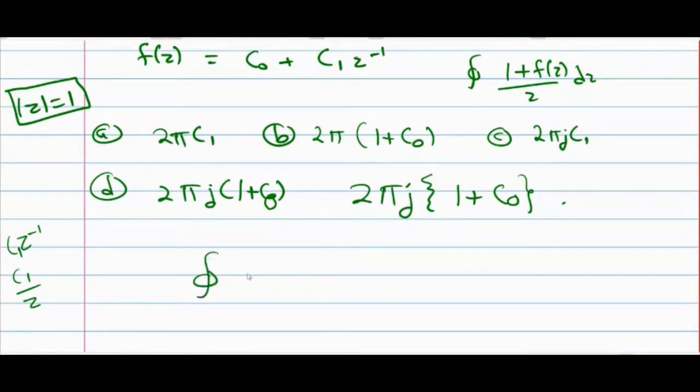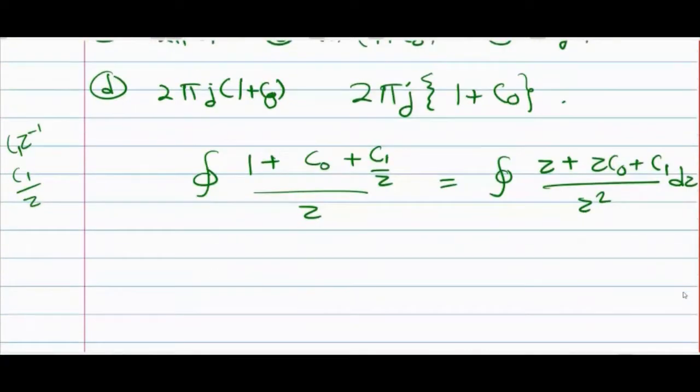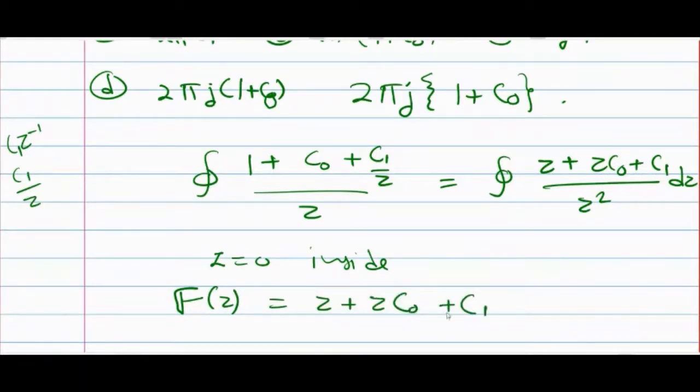So this integration is the integration of 1 plus f(z), where in place of f(z) we substitute (c0 + c1/z), divided by z. Now cross multiply. So this becomes (z + z c0 + c1) divided by z square dz. This is my function. Now z = 0 is inside, but here there is a square. Your f(z) is z + z c0 + c1, but here the denominator has a square.